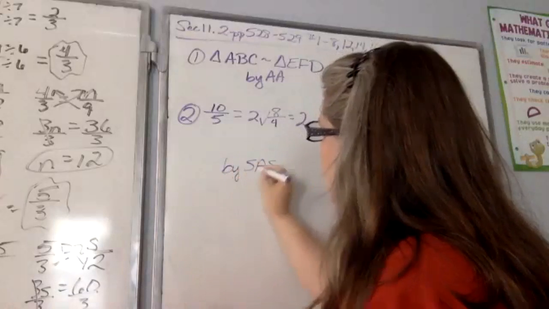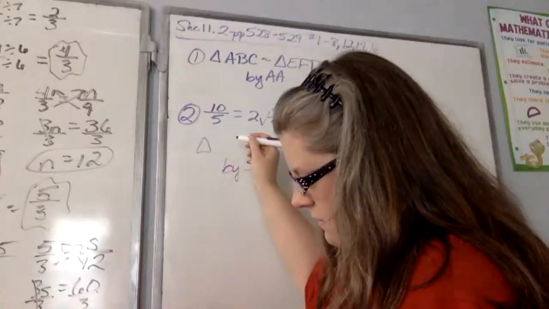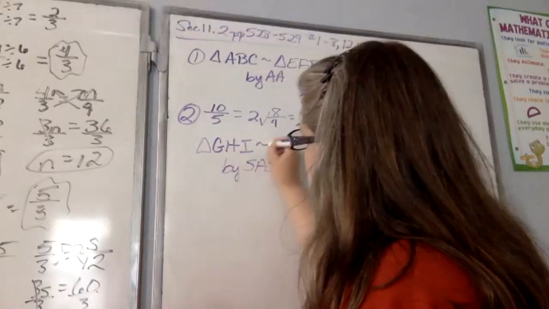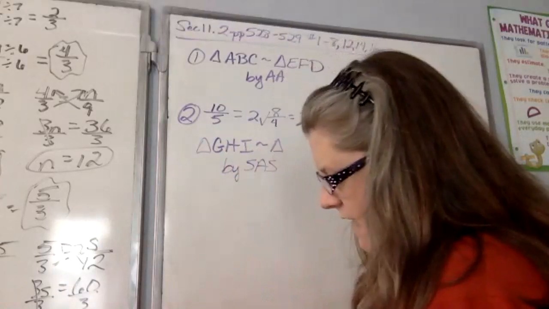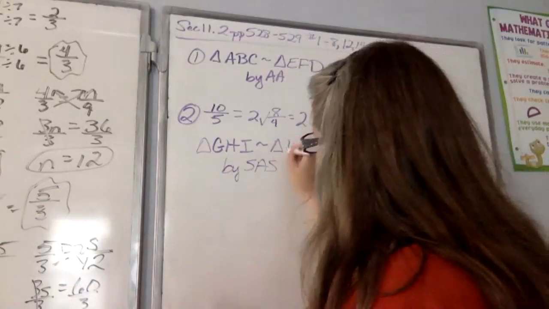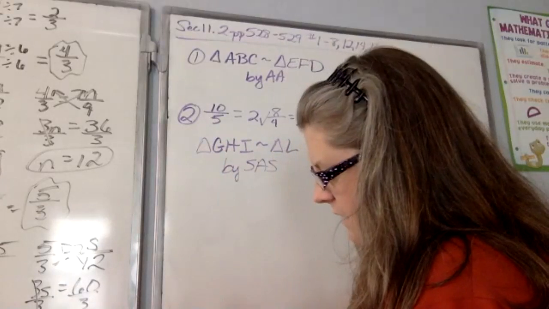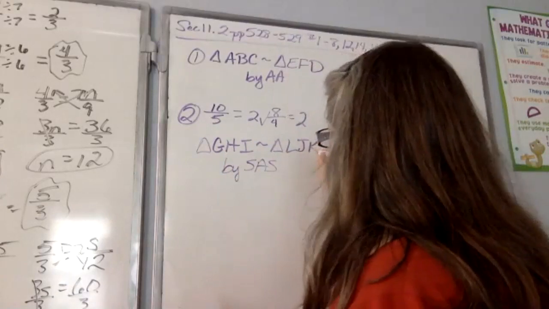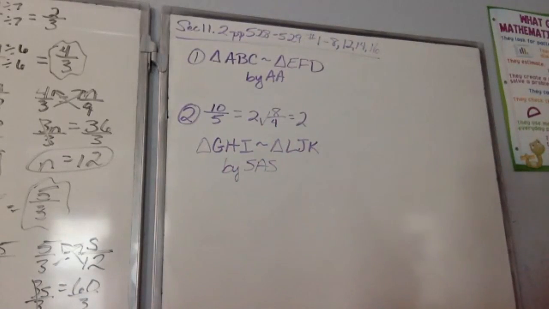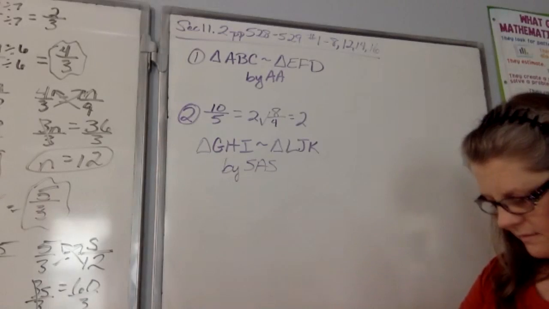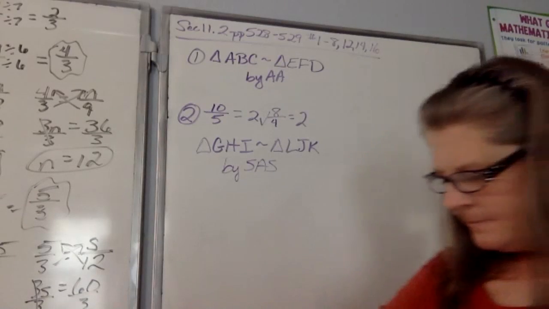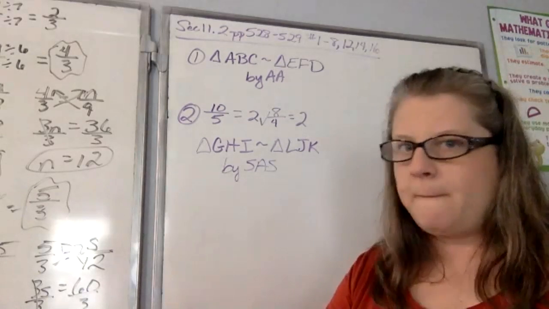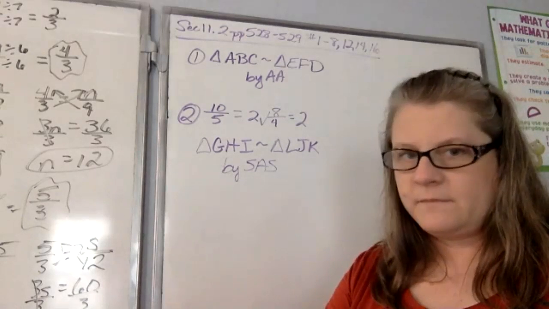by side angle side. So I'm going to say triangle GHI is similar to triangle, and then G matched up with L, H matches up with J, and the I matches up with K. So GHI is similar to LJK. See how this works? Yes, no, maybe?